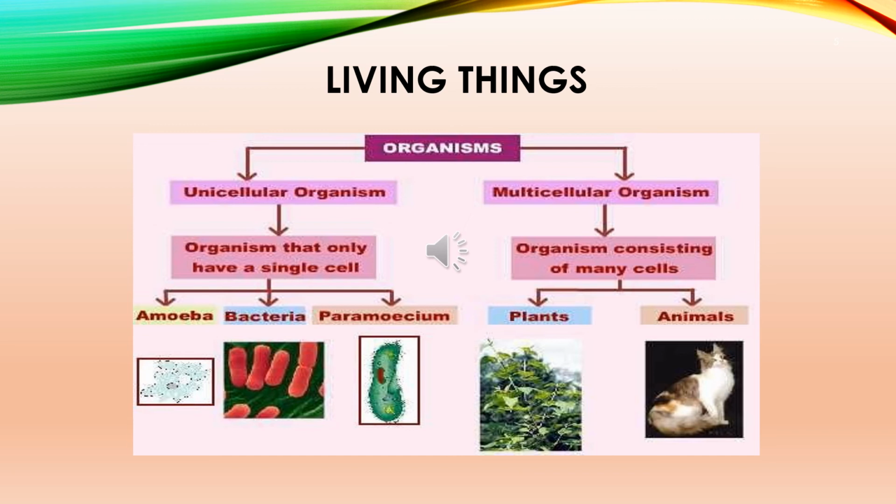When we talk about amoeba and bacteria, we're talking about unicellulars. But when we talk about plants and animals and human beings, we're talking about multicellulars. So the conclusion is that human beings, living things like plants and animals, are multicellular. Our body is a multicellular organism.